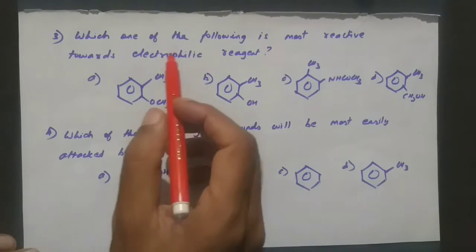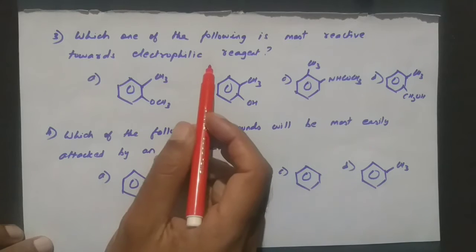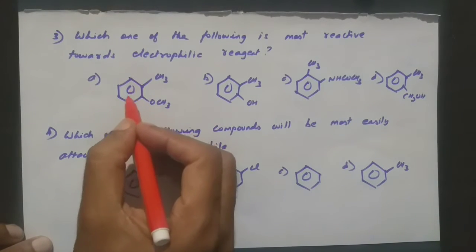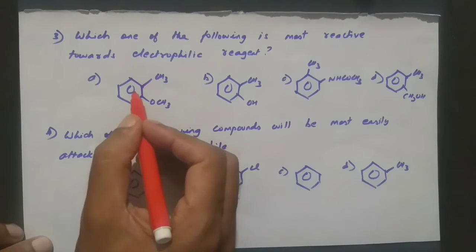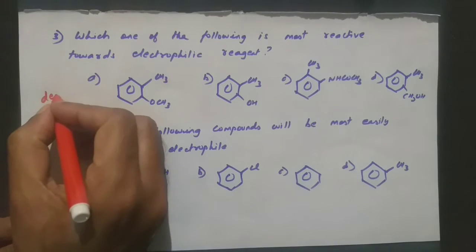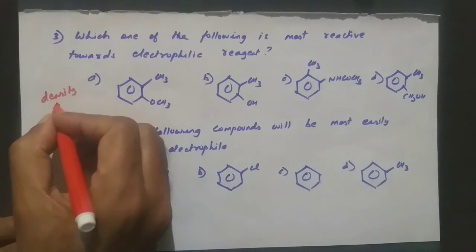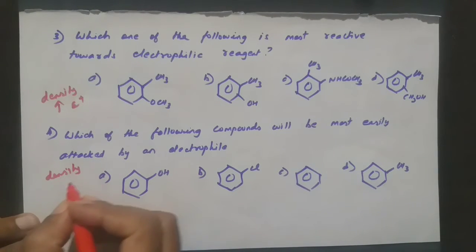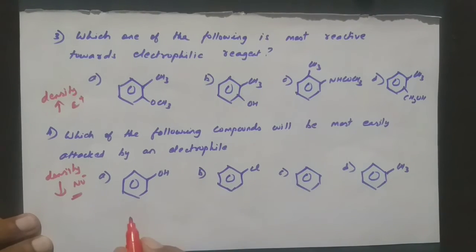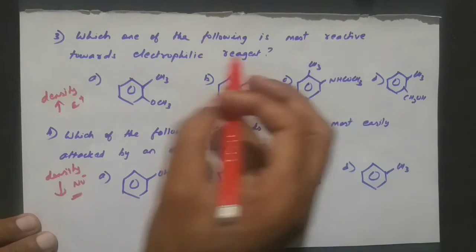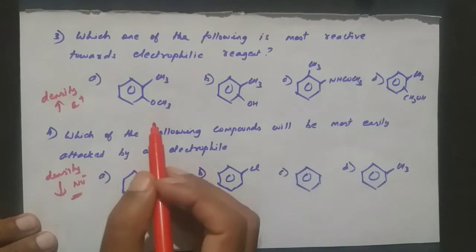So next question, which one of the following is most reactive towards electrophilic reagents? See, only two things you have to remember now. Whenever the electron density inside the benzene increases, the electrophile will come and attack. Whenever the electron density in the benzene ring decreases, the nucleophile will come and attack. That's the basic thing you have to understand.